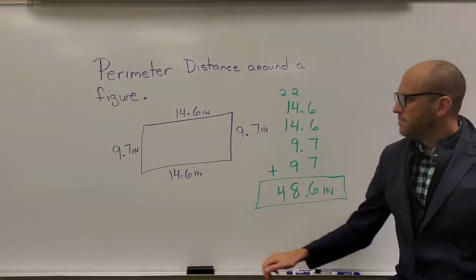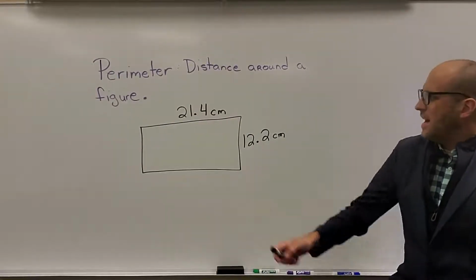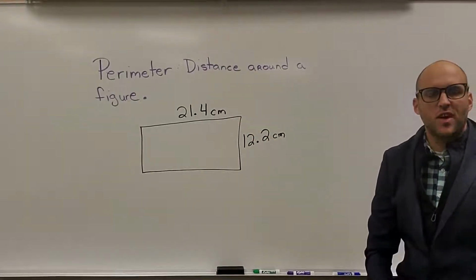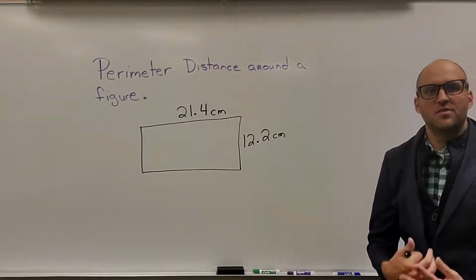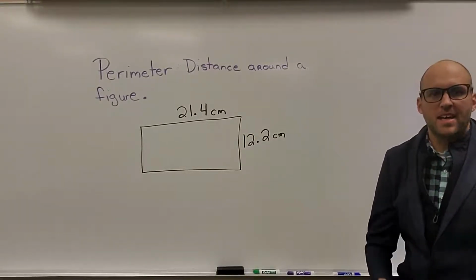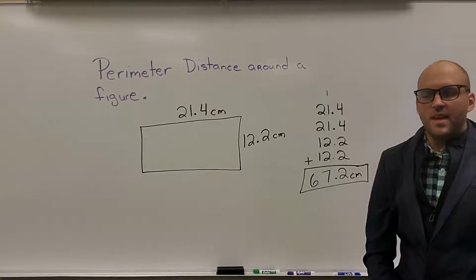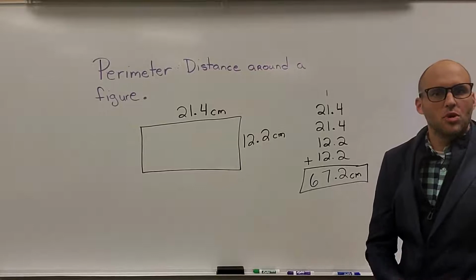All right, mathematicians, I've changed it up just a little bit. I've only given you 2 of the 4 sides. Can you still find the perimeter of this shape? You can if you know the definition of a rectangle. So sit back, think it through, and work out what you think the answer will be. If you ended up with 67 and 2/10 of a centimeter, you were correct.